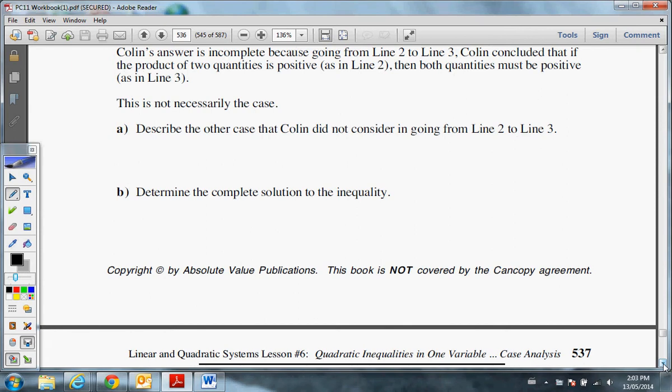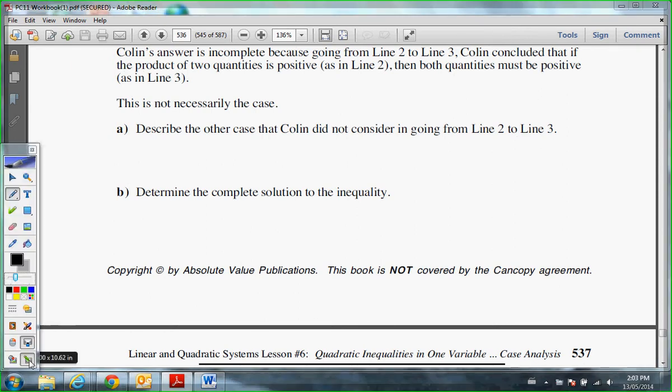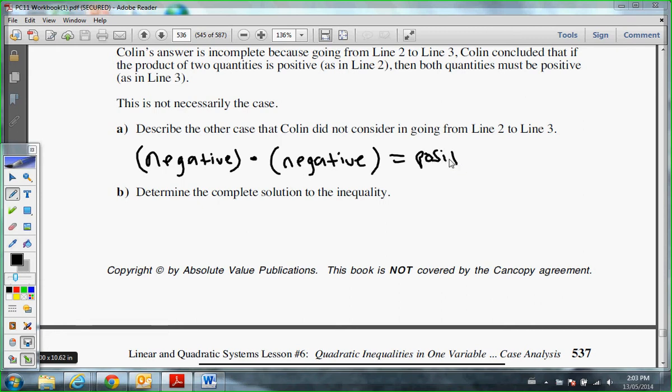Describe the other case that Colin did not think about when he went from line 2 to line 3. We just discovered it. A negative times a negative also equals positive. So we have positive times positive equals positive, negative times negative equals positive. Those are the ones we didn't consider. Determine the complete solution to the inequality.